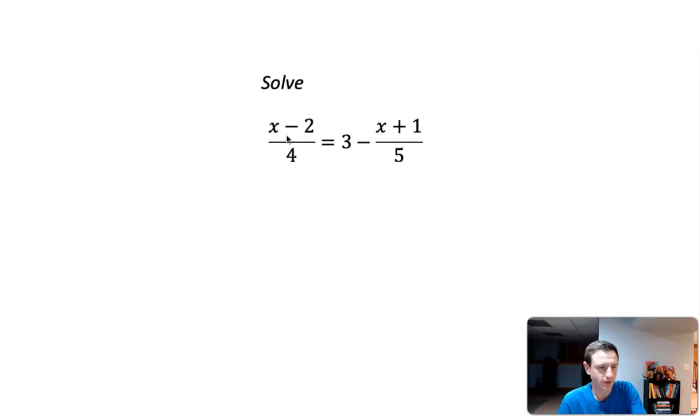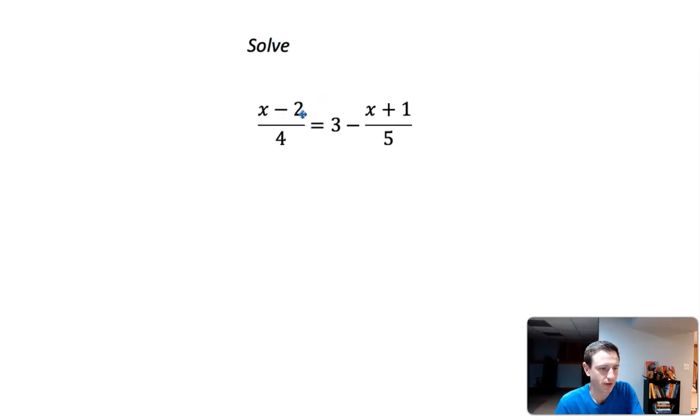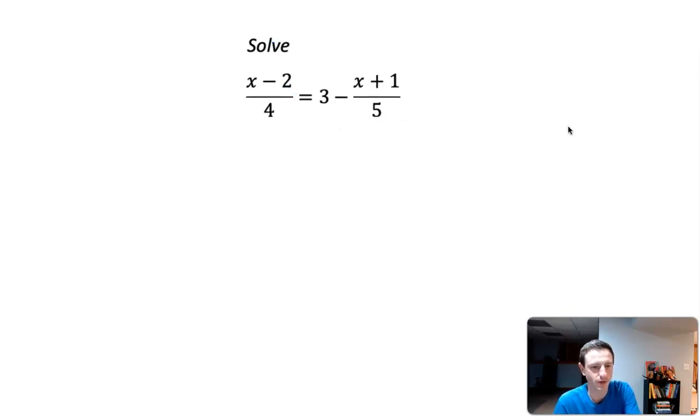In this example, we want to solve for x. We have (x minus 2) over 4 equals 3 minus (x plus 1) over 5. So a little bit of a messy problem, but nothing too crazy because we don't have a rational equation, where we'd have a variable in the denominator. So that makes our life a little bit easier, because we don't have to worry about any x values causing issues in the end, and we don't have any factoring.